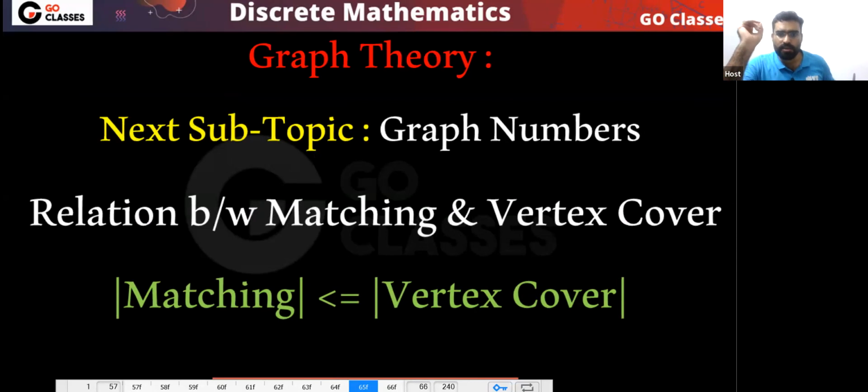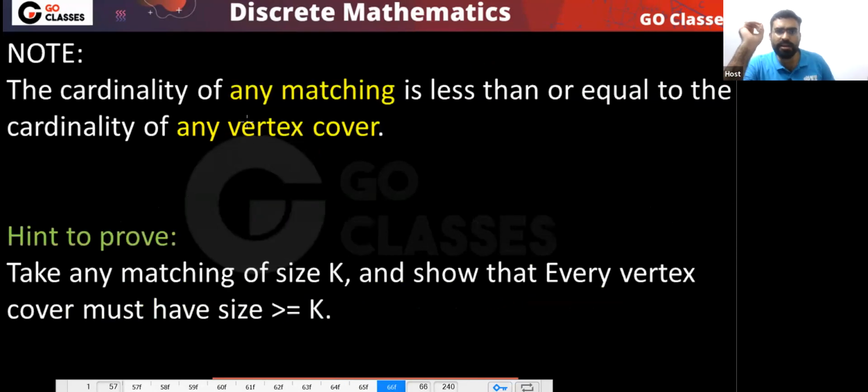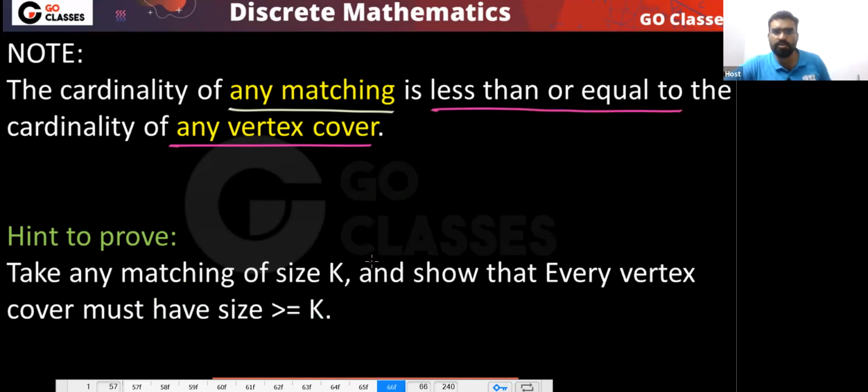So this is the idea: the cardinality, the size, of any matching does not need to be a maximum matching. The size of any matching is less than or equal to the size of any vertex cover. So this is interesting. And how to prove it?